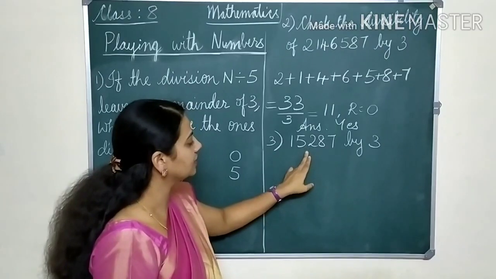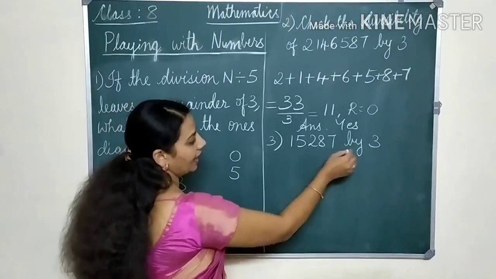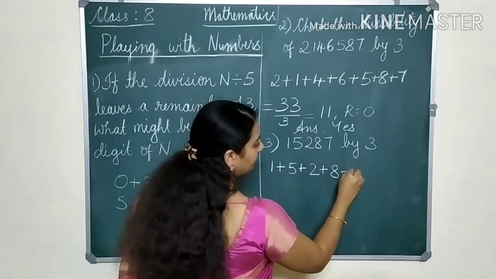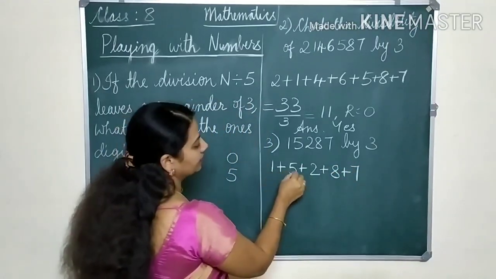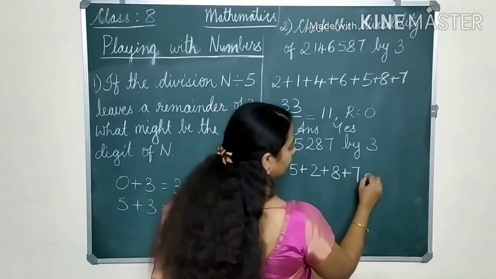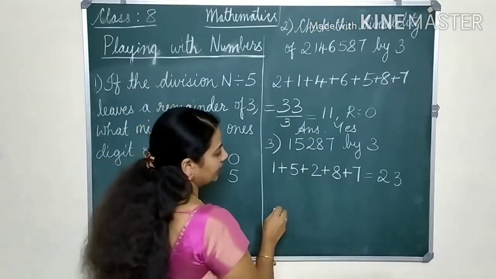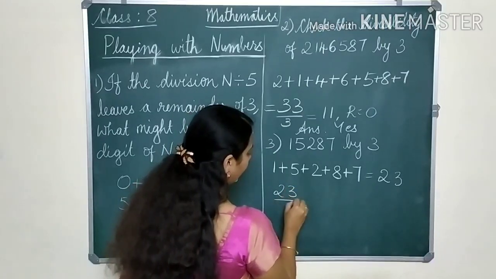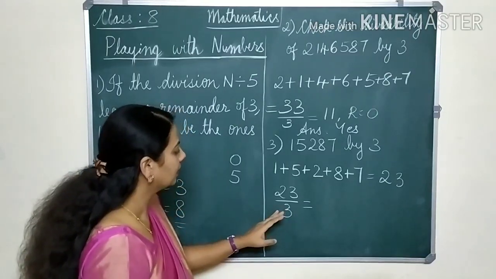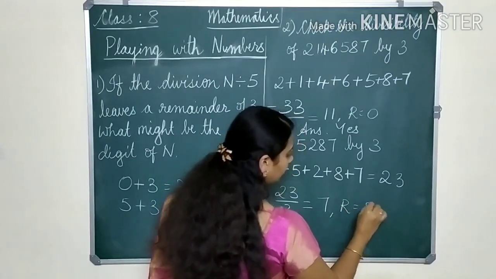Now we have to test whether this number is divisible by 3. So what is the first step? Add all the digits. 1 plus 5 plus 2 plus 8 plus 7. 1 plus 5, 6, 6 plus 2, 8, 8 plus 8, 16, 16 plus 7 gives you 23. Now we have to find out whether 23 is divisible by 3 or not. When you divide 23 by 3, it gives you 7 as the quotient and remainder 2.